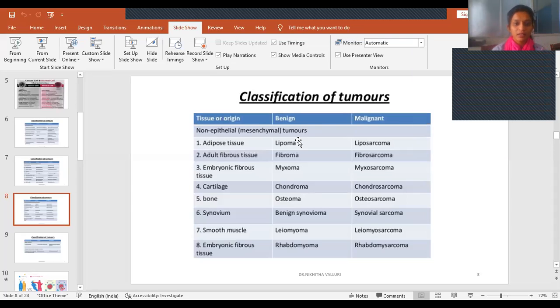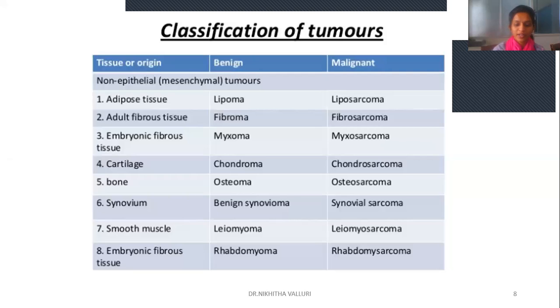So non-epithelial tumors: adipose tissue, lipoma and liposarcoma; adult fibrous tissue, fibroma and fibrosarcoma; myxoma and myxosarcoma; cartilage, chondroma and chondrosarcoma; bone, osteoma and osteosarcoma; synovium, benign synovioma and synovial sarcoma; smooth muscle, leiomyoma and leiomyosarcoma; embryonic fibrous tissue, rhabdomyoma and rhabdomyosarcoma.